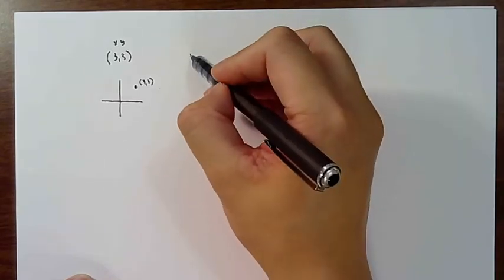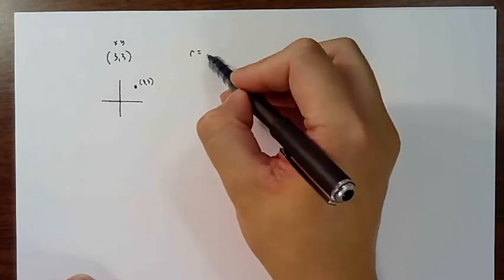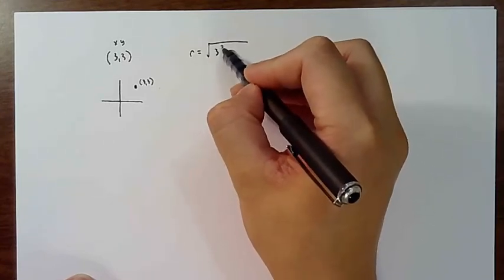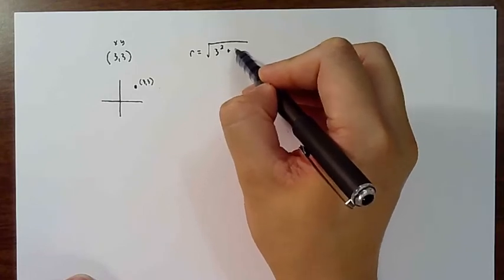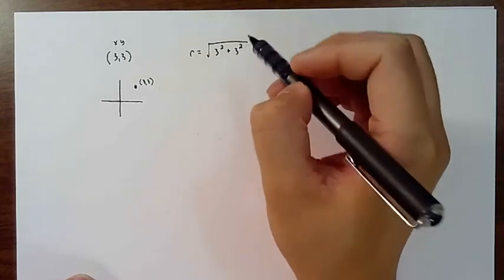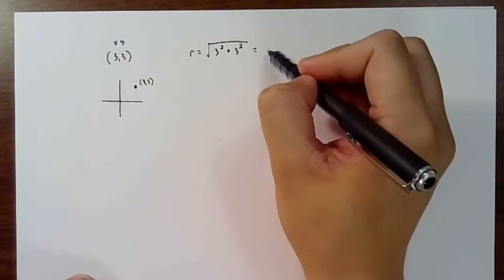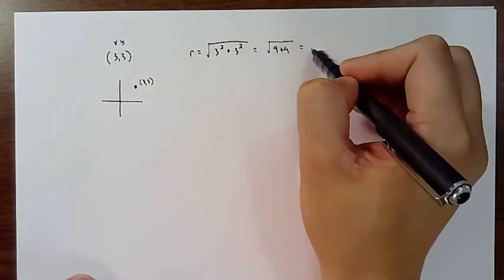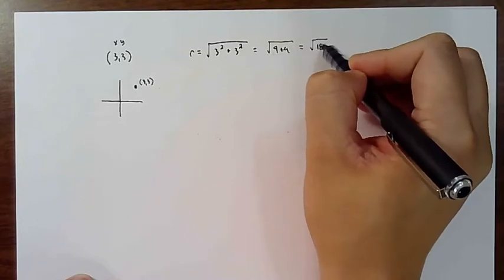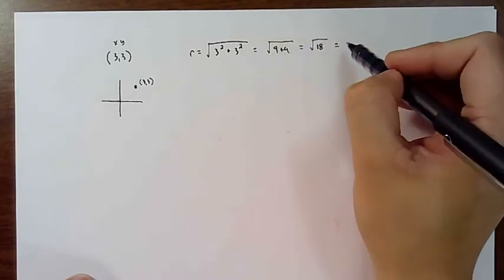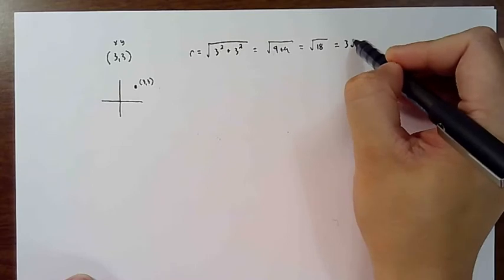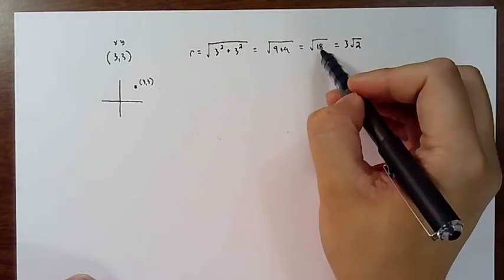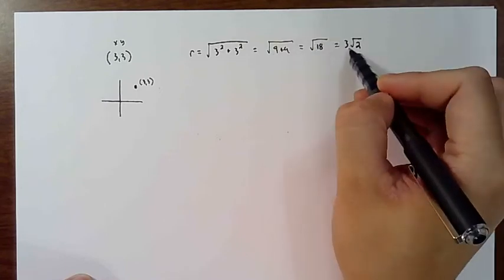So we're going to find r first. R is equal to the square root of x squared, just 3 squared, plus y squared, which is also 3 squared. So r is equal to the square root of 9 plus 9, or the square root of 18, which reduces to 3 square root 2. When you break this up as 9 and 2, then you square root the 9, it becomes a 3.